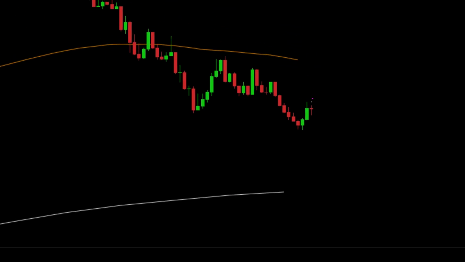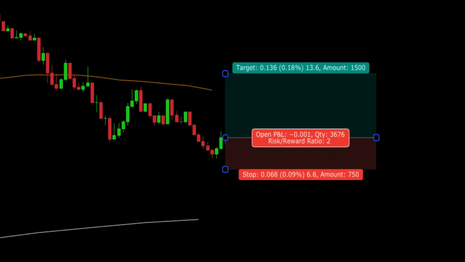All of that happens on this candle here. This is our trigger candle. We place our stop 2 pips below the previous swing low and target 2 to 1, and this one hits 2 to 1.